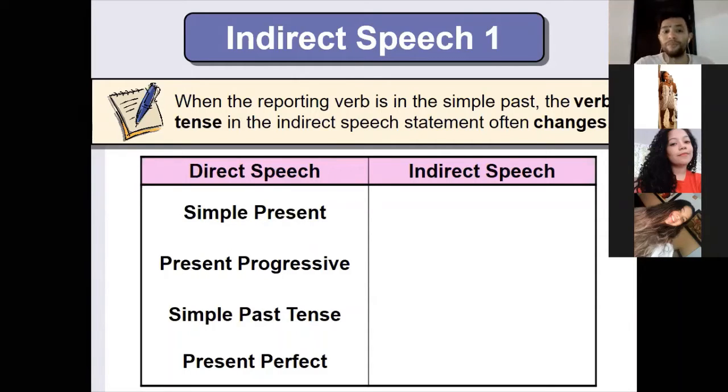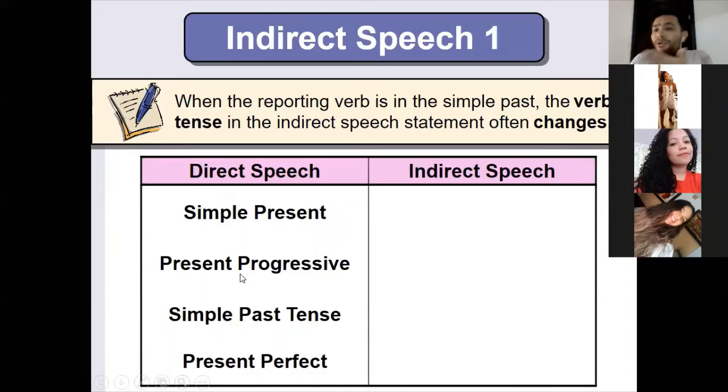The direct speech. If I say something or a direct speech is in the simple present, what happens in the reported speech? What happens in the reported speech? It changes to? Past simple. It changes to past simple.